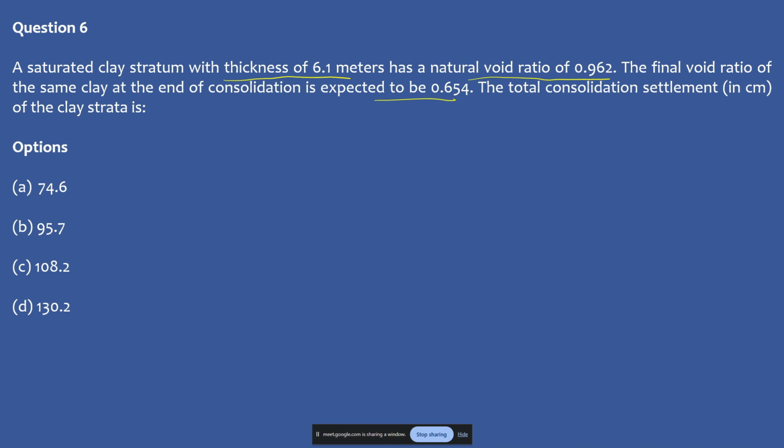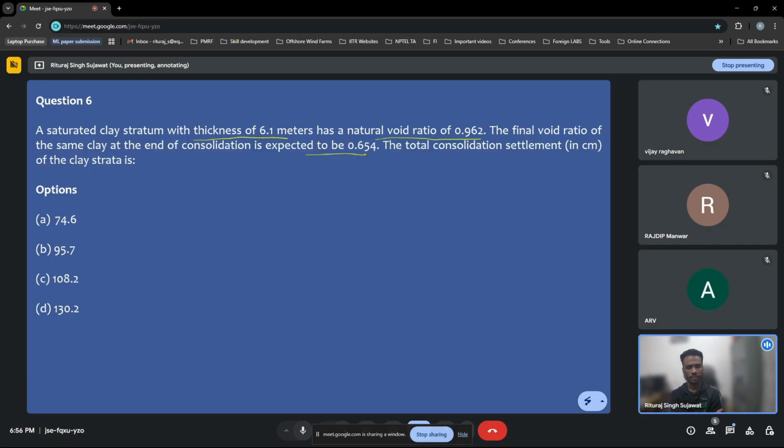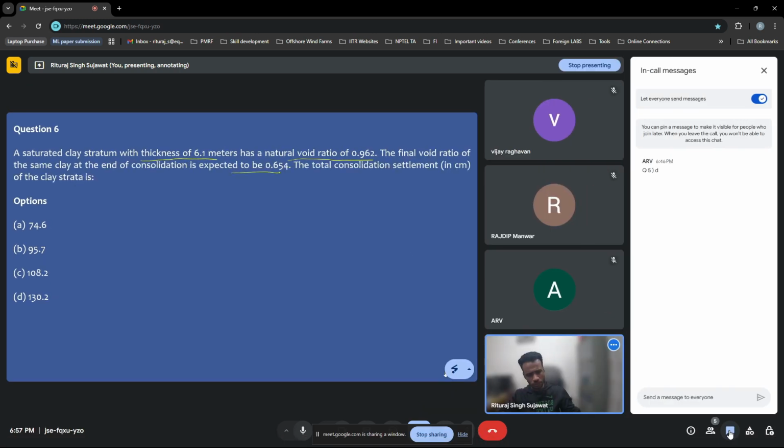So that's a straightforward relation. You just need to utilize that to calculate the total consolidation settlement. I think we have an answer. Guys, if you have any doubt in between, please feel free to ask. Yeah, so we'll solve this particular question within 2 minutes. We have one answer. So question number 6b.